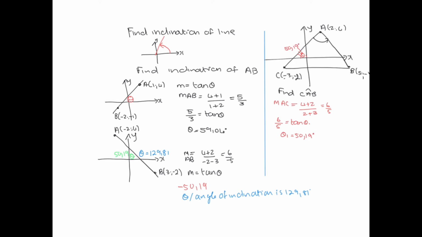Okay, then we go and do the gradient of AB. So m of AB is equal to (4 + 1) over (2 - 5).